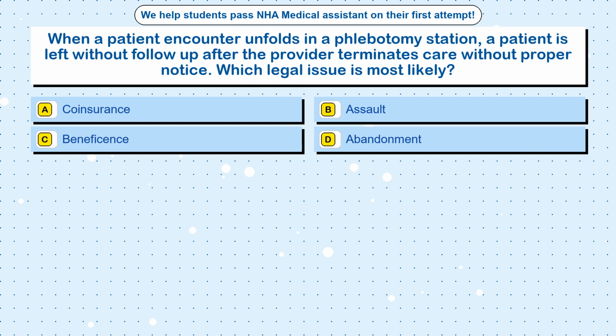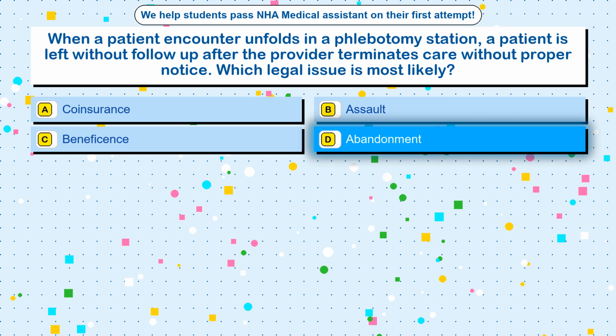Question 61. When a patient encounter unfolds in a phlebotomy station, a patient is left without follow-up after the provider terminates care without proper notice. Which legal issue is most likely? Option A, coinsurance. Option B, default. Option C, beneficence. Option D, abandonment. The correct answer is option D, abandonment.